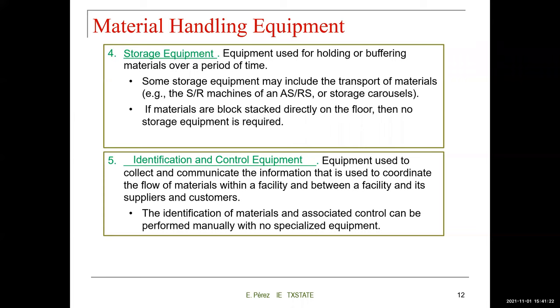So the identification of materials and associated control can be performed manually with no specialized equipment. So if this is not something that you're going to be doing pretty often, you can have a person doing the classification and the movement. But if it's something that you're going to have, for example, Amazon handling a lot of boxes every minute, you would like to rely on something more sophisticated like RFID.